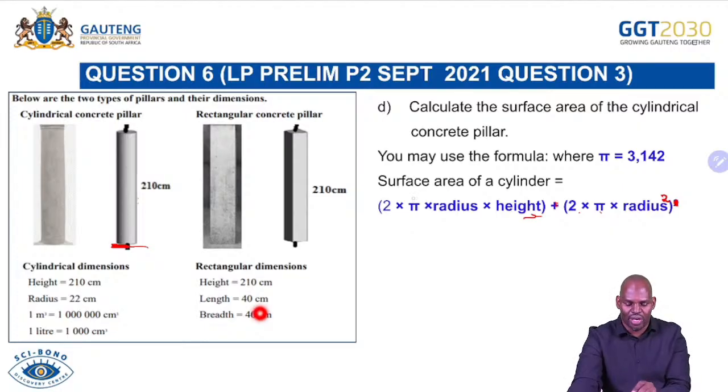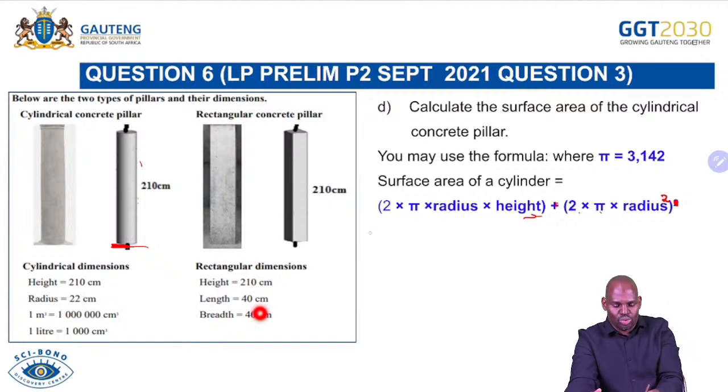We know the value of pi. We know the radius, the radius there is 22. We know the height, the height is 210. And then in the other part of the formula, we've got 2 times pi, which is the same, and then the radius, we're still using the very same radius. So let us do the substitution.